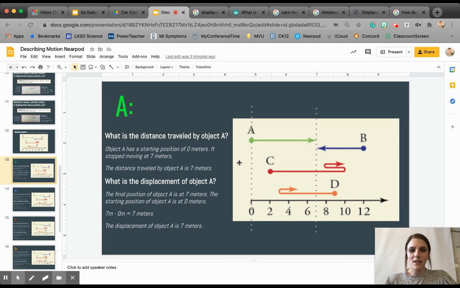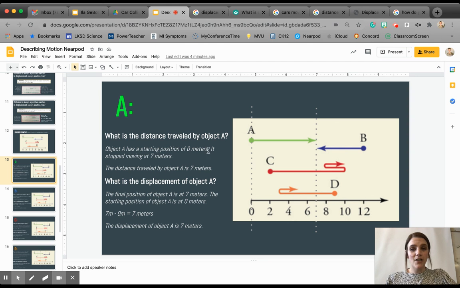If we're looking at the displacement, we're looking at specifically the starting and the ending points. Train your brain. I always start when I look at displacement by looking at the final position first, and then the initial position, and then all I have to do is subtract. So for A, the final position is at 7 meters. The initial position is at 0. So all I have to do is go 7 minus 0 is 7. So the displacement of object A is 7 meters.